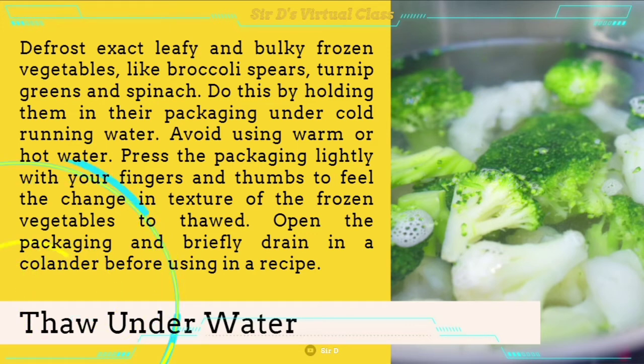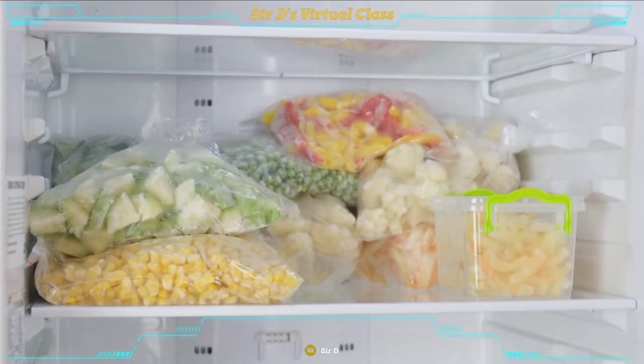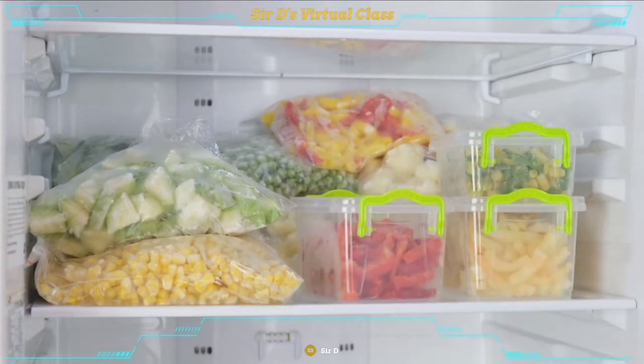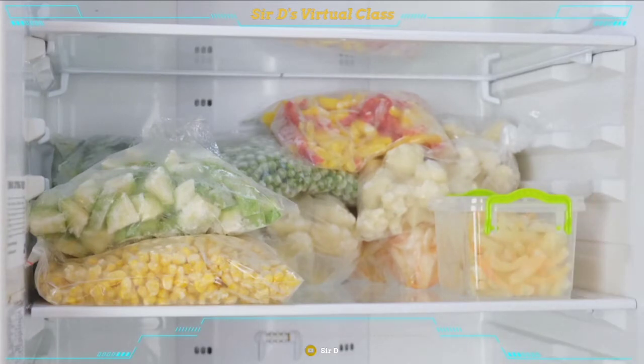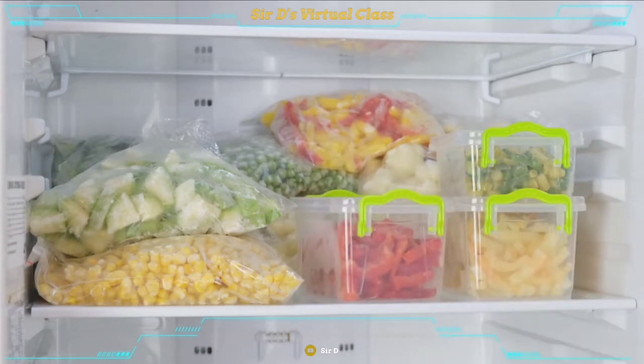Press the packaging lightly with your fingers and thumbs to feel the change in texture of the frozen vegetables to thaw. Open the packaging and briefly drain in a colander before using in a recipe. It is important to cook frozen vegetables immediately after thawing to avoid mushiness. If you also have leftover thawed and cooked vegetables in your refrigerator, you can freeze them within 3 to 4 days, but they may not taste up to par.